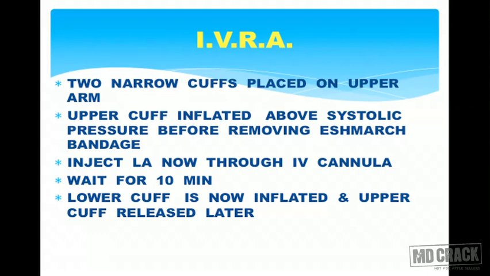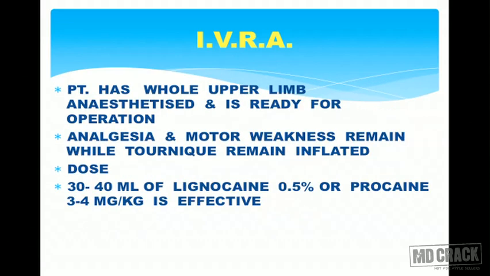Once you raise the upper cuff by around 20 to 30 millimeter of mercury, you remove the Esmarch bandage which you applied to drain off the blood. Now inject the local anesthetic solution through the IV cannula and wait for 10 minutes. Through the vein which you cannulated before, you inject local anesthetic solution and wait for 10 minutes. The upper cuff, which has been inflated 20 to 30 millimeter of mercury above the systolic blood pressure, has to be kept inflated. The lower cuff, which was applied, is now also inflated 20 to 30 millimeter of mercury above the systolic pressure. As you inflate the lower cuff, the upper cuff is gradually deflated.